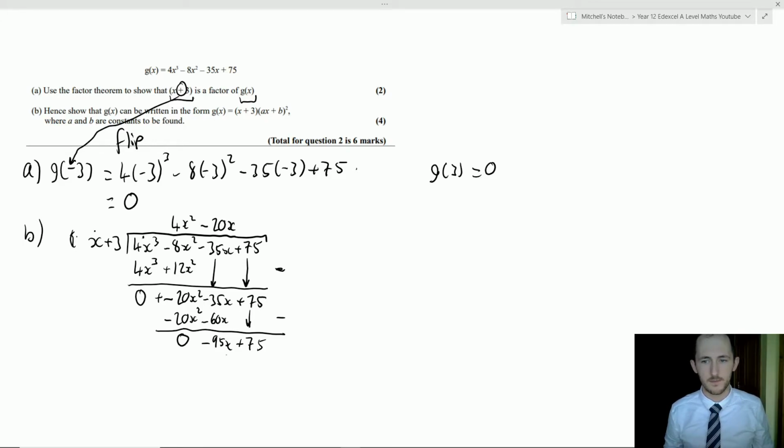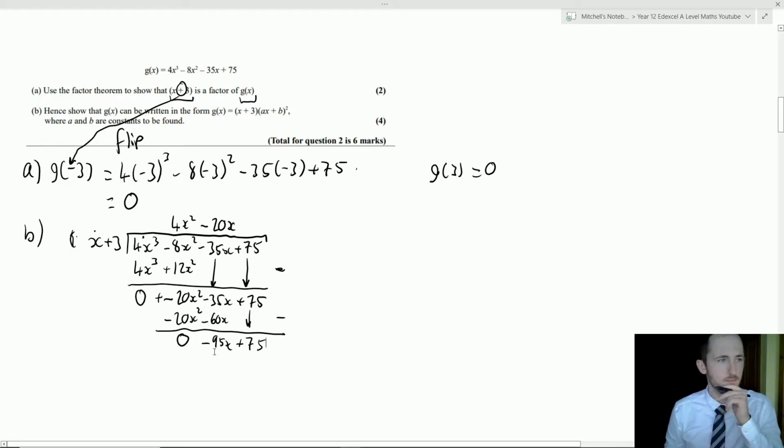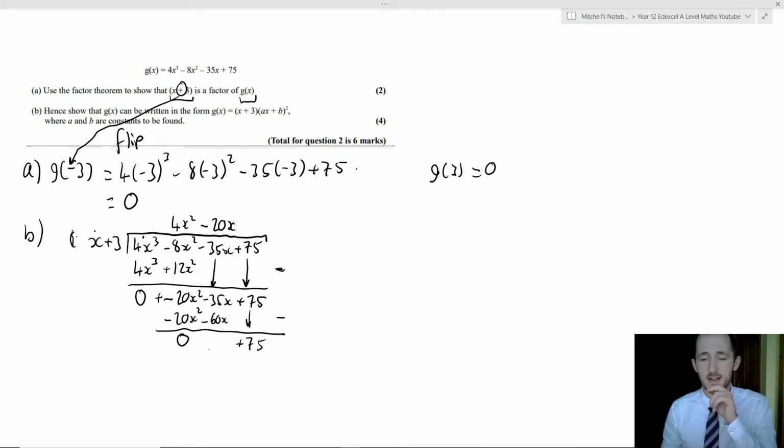Give you a second just to make sure that you're 100% happy with that. Actually, there is a mistake I made. And just while I said that you guys shouldn't make this mistake, I made the exact same mistake. So minus 35 minus minus 60 would be minus 35 plus 60. So that would be 25x.